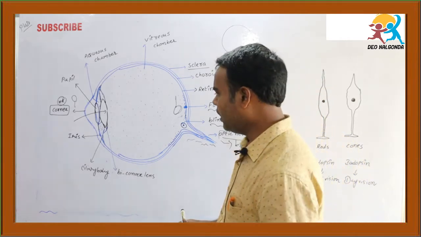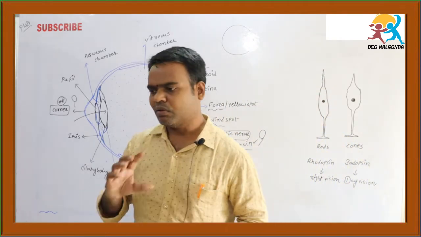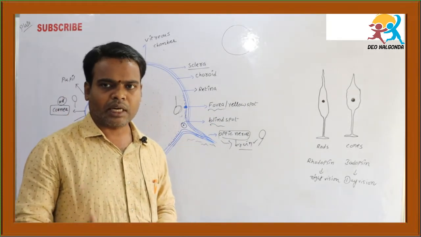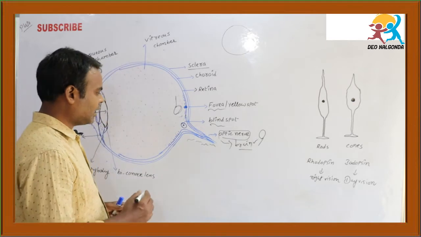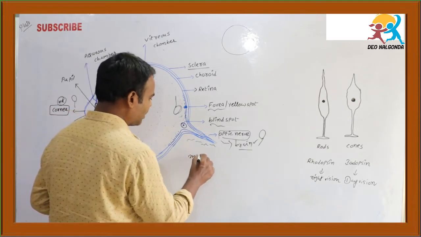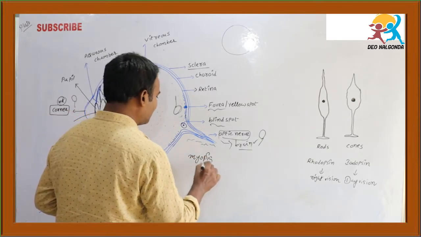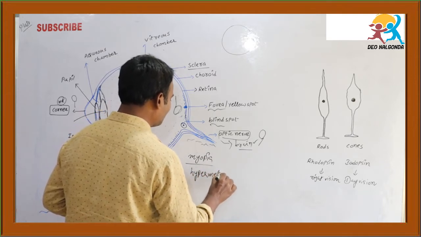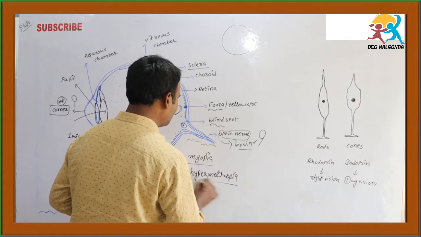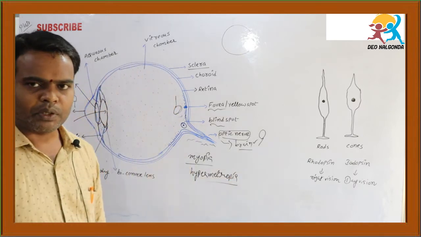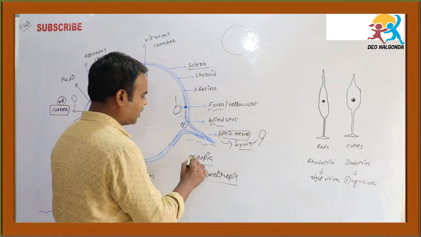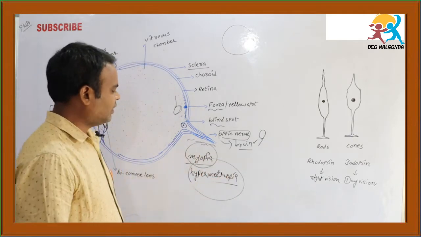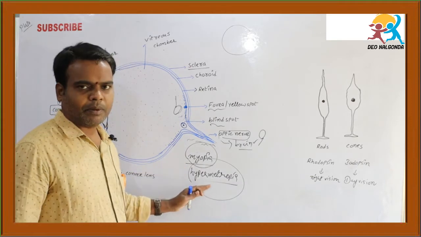Okay students, later you will see that people get different types of eye defects. Generally there are two types: one is myopia, another is hypermetropia. Myopia is called short sight, and hypermetropia is called far sight.